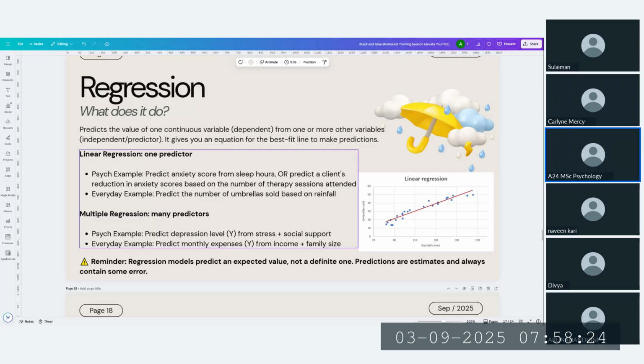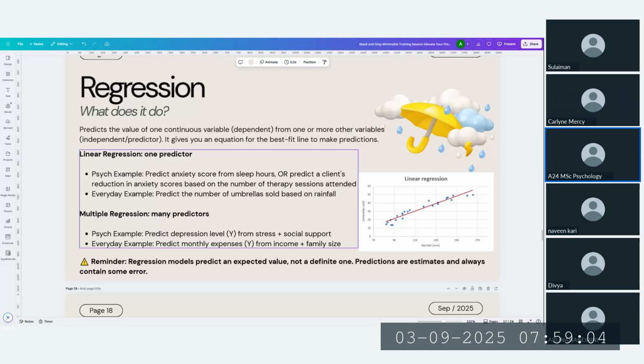Now, a simple example is I've given the graph of how many umbrellas will be sold based on the millimeters of rainfall. It is raining today here in Bangalore. I don't know if it is raining in Chennai. But when the rainy season comes, automatically the number of umbrellas sold will go up. But by how much? If you have good data, regression can help you predict. And based on that prediction, a shopkeeper can even decide how many umbrellas to stock, right? So that is linear regression, where there is only one predictor.